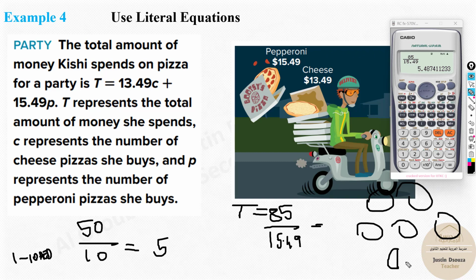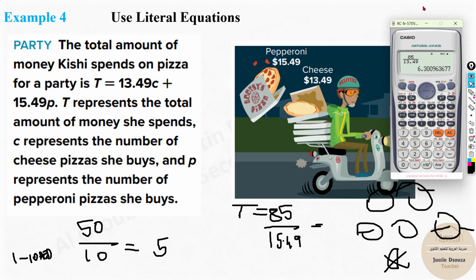No one's gonna give you half like that. This is not possible. You can buy 1, 2, 3, 4, 5 pizzas. So this is the answer. Now same thing for the cheese pizza. You need to just change this as 13. What's the answer? It's 6.3.